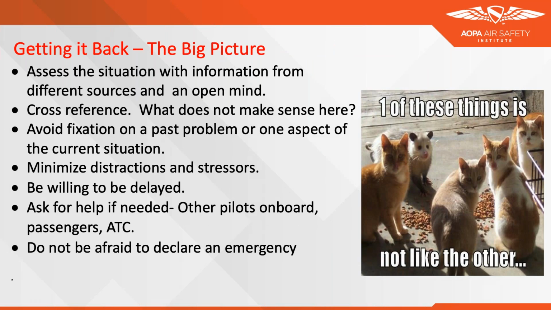All right, so getting it back, the big picture. Think about the situation with information from different sources in an open mind. So it's important here not to give in to automation bias that we talked about last time. Just because a computer is telling me something doesn't mean it is necessarily accurate. Think about what other information I can be looking at now to confirm the situation. Cross-reference, what doesn't make sense here? For example, are the frequencies that I see on the screen the same as those on my flight plan or my iPad or kneeboard or approach plate?